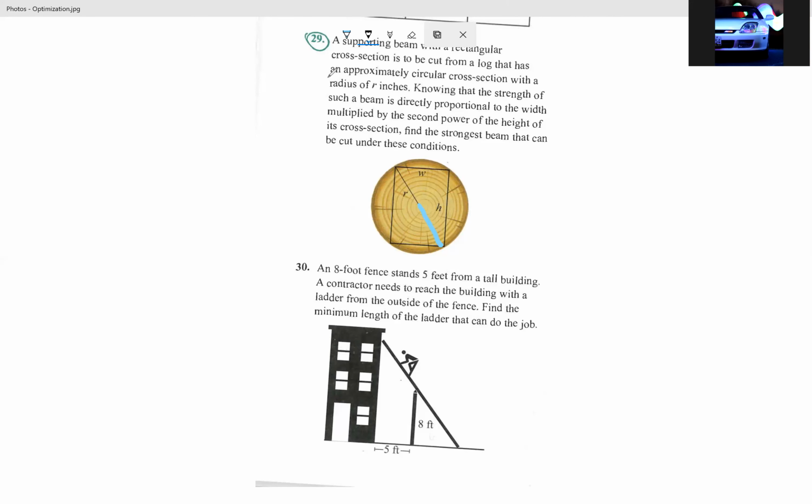Probably finding the rest of the values and the triangles and all. So what is it asking for? We're minimizing. The minimum length of the ladder. Right. So we want to know, what is this length?